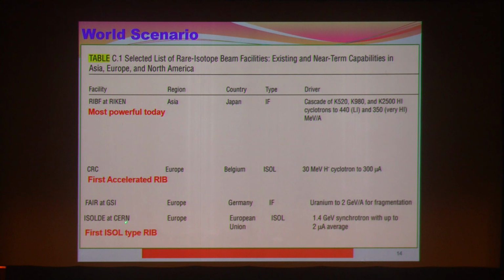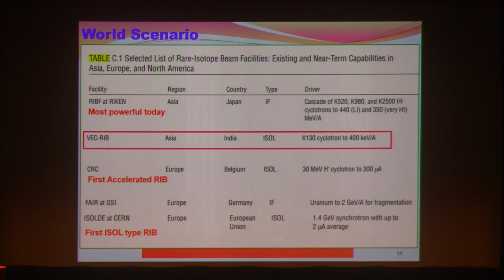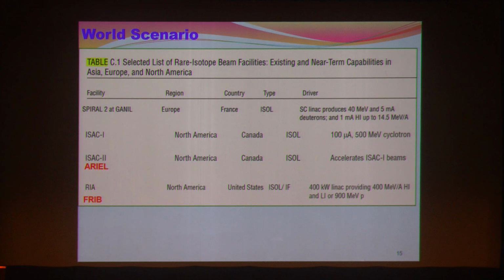ISOLDE at CERN, as you can say, is the first ISOL type of RIB facility, and they have produced many isotopes for the study of exotic nuclei, and a lot of research is going on in their facility. It is also interesting to note that our RIB facility has also been mentioned in this chapter. Some other facilities: SPIRAL 2 at GANIL, ISAC 1 and ISAC 2, which is also known as ARIEL, RIA, which is also known as FRIB now. So these are all world-class facilities.